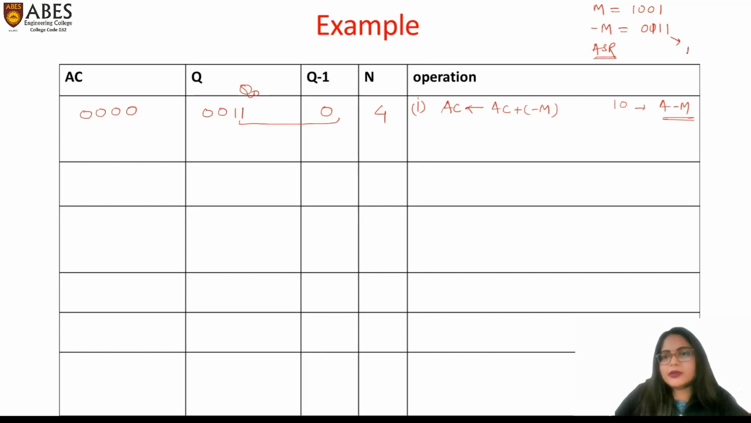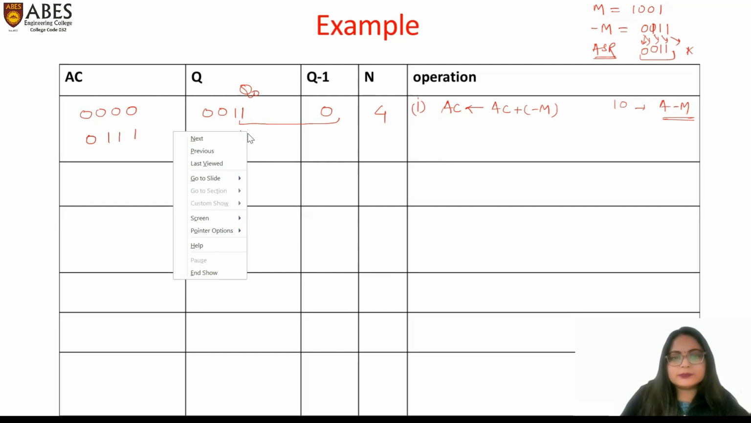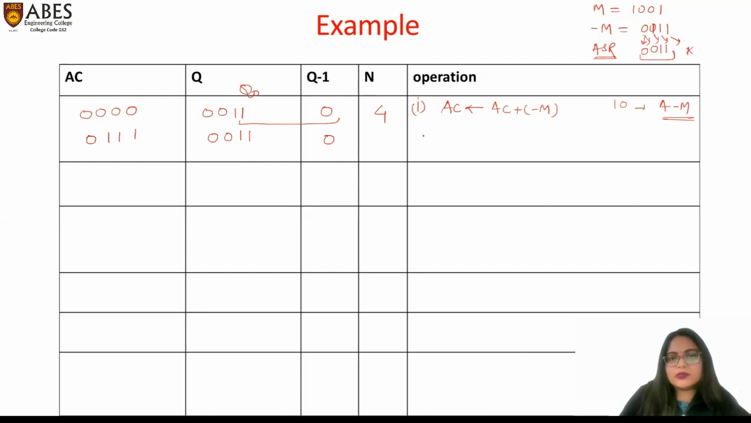So if we shift it right, this one will be discarded. This one will be LSB now. This one will be here and 0 will be here and this 0 will be copied as MSB. So now it will be added with minus M. That will become 0, 1, 1, 1. Clear? And this will hold the same value, that is 0, 0, 1, 1. This Q minus 1 will be 0 and this N will not be updated until we perform ASR.